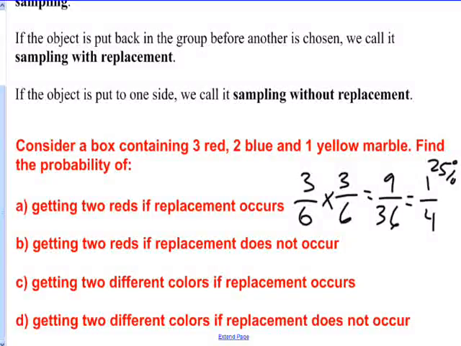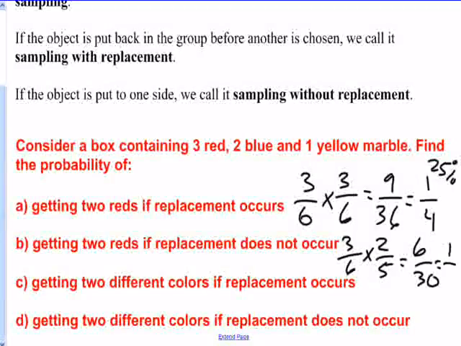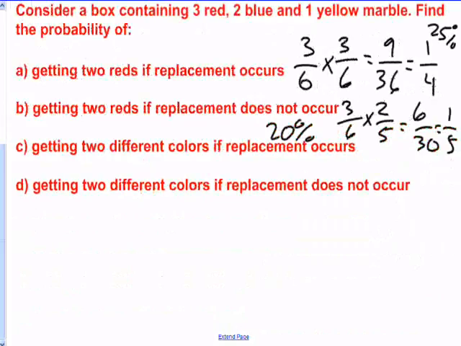Now, getting 2 reds if replacement does not occur, I'm going to instead have 3/6 times 2/5, where I'm not only going to lose a marble, but I'm going to lose one of my reds. So I have 6 over 30, which is 1/5, about 20%. So why don't you guys try those last 2 ones, and we can come up with the answers.